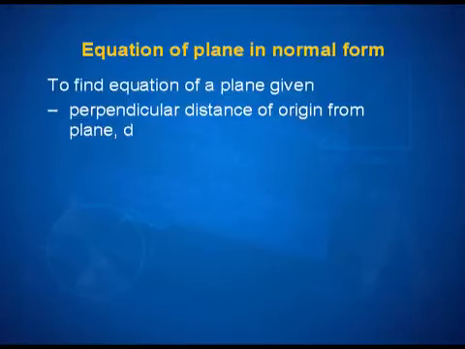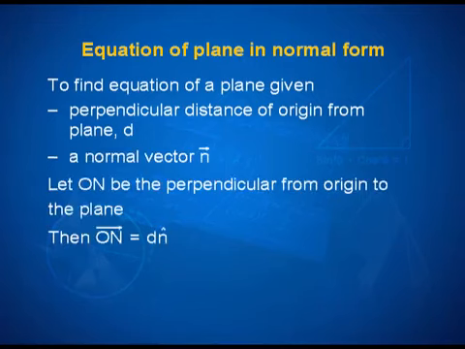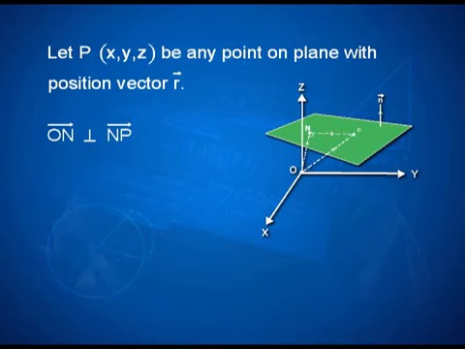When we are given the perpendicular distance of origin from the plane, say the distance d, and we are given a normal vector, so we know the vector which is perpendicular to the plane. If I take ON to be the perpendicular from origin to the plane, then the distance ON is d and the vector ON is in the same direction as the vector n that is given to us. Therefore, vector ON will be d times the unit vector along the direction of the vector n.